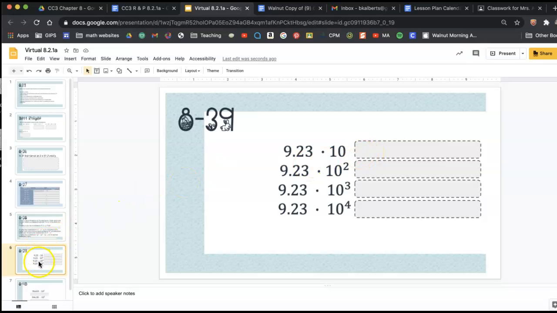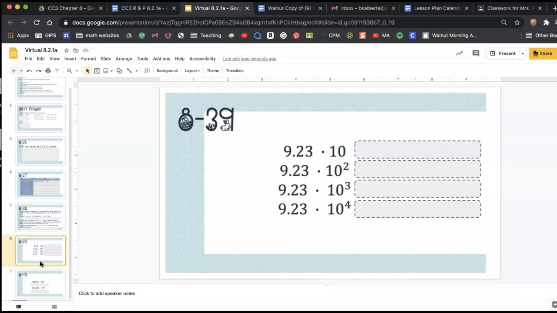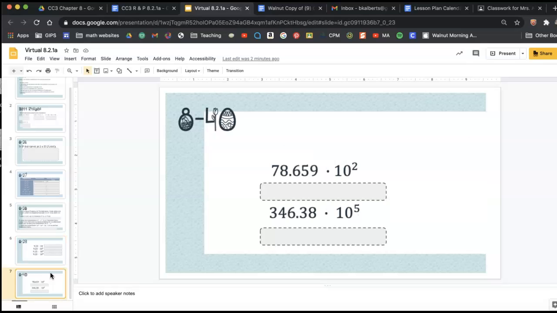Do not use a calculator on the last two slides. Think about what's actually happening. If you need to write them down on a piece of paper and multiply them out, that's perfectly fine. But don't use a calculator on these last two slides. And again, on this one, you're just simplifying this expression here. And then you're done with the slides.